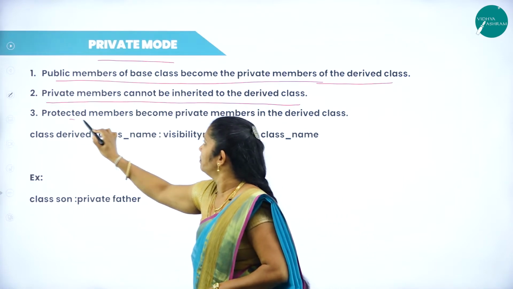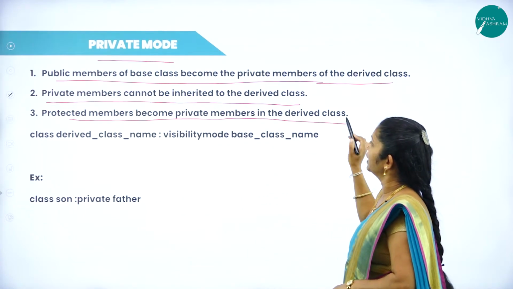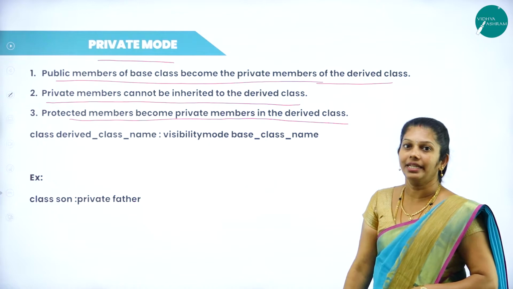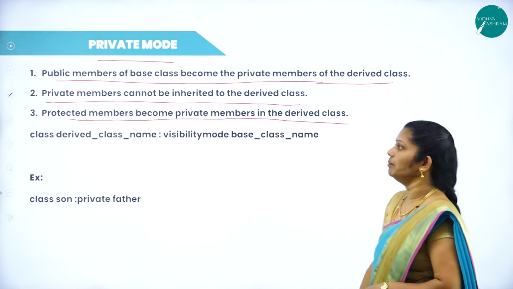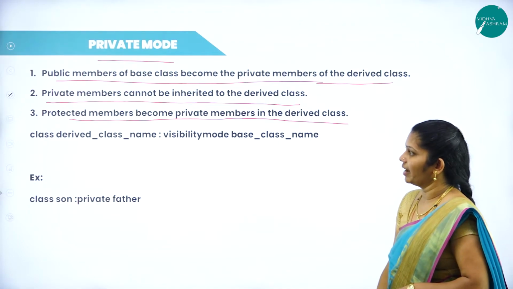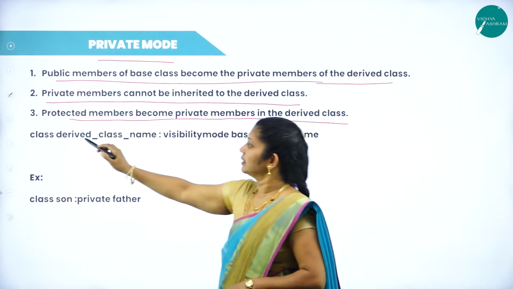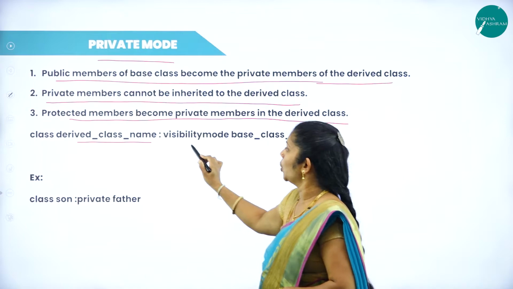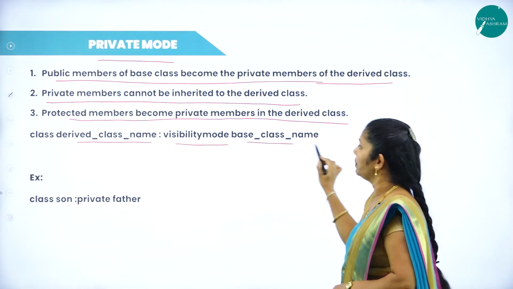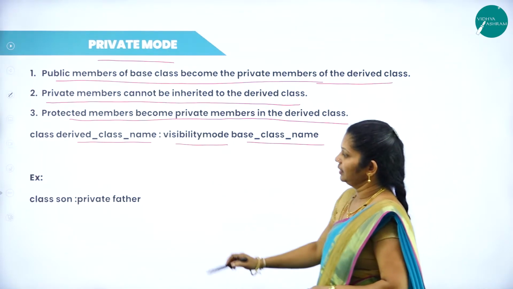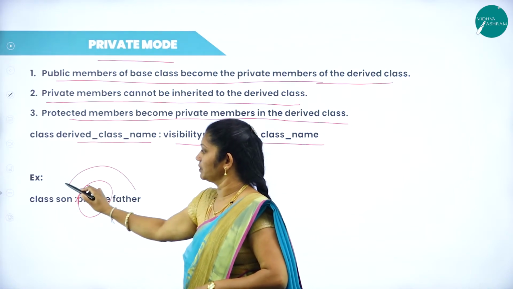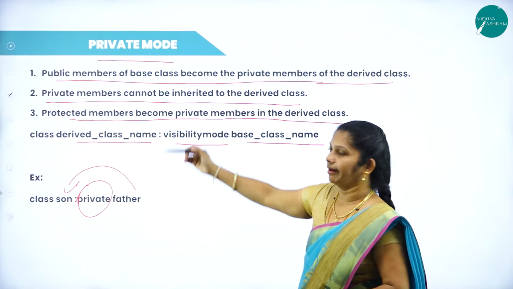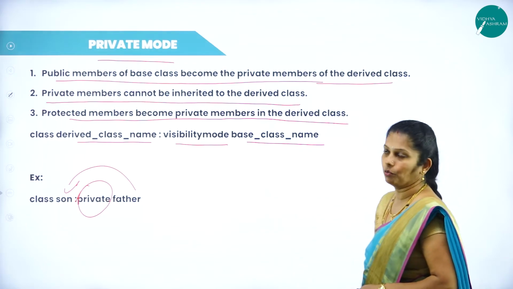And protected members become private members in the derived class. In the base class, if it is protected, then in the derived class it becomes private members of the derived class. Then here: class, the class name, colon, visibility mode, then base class, you have to write. See, on the visibility mode, if I write private, then the properties of Son, what exactly happens? That is what it will tell you in private mode.